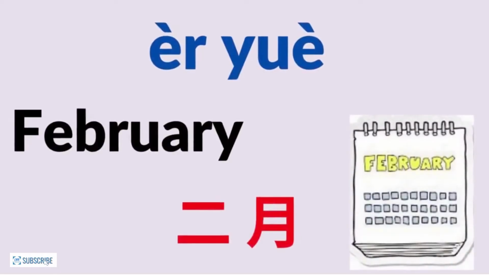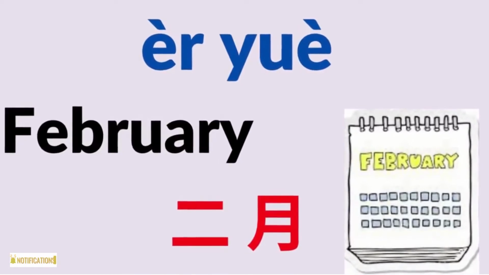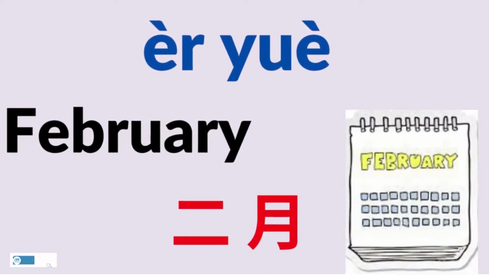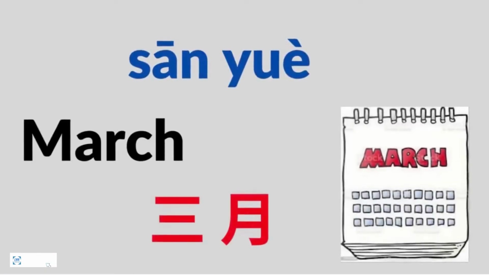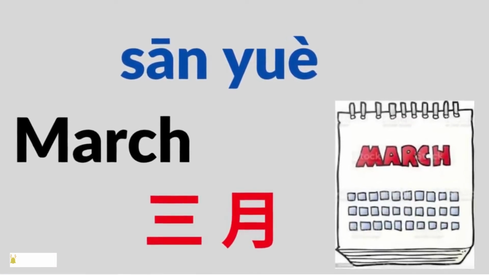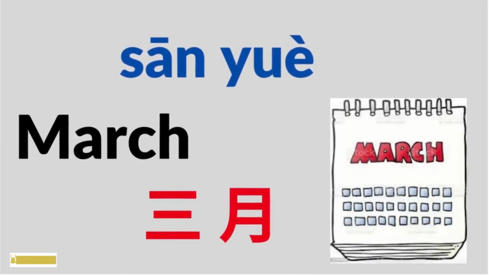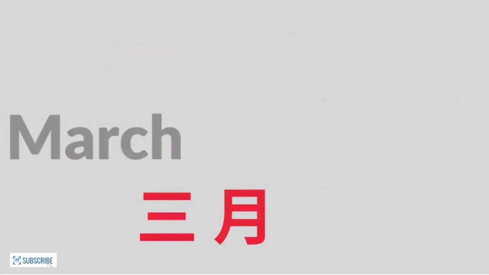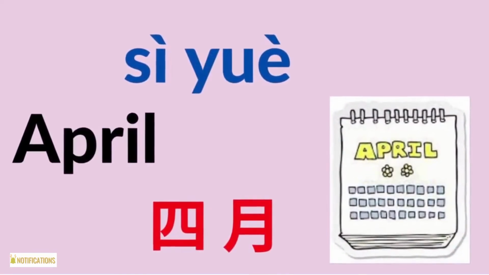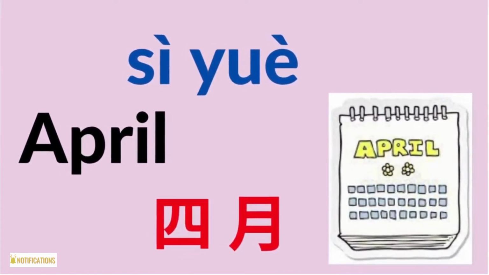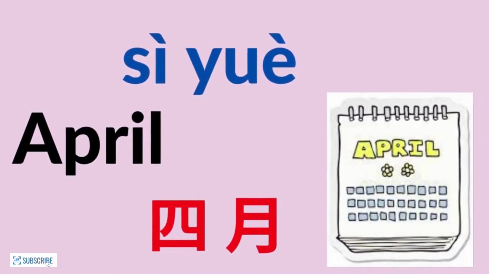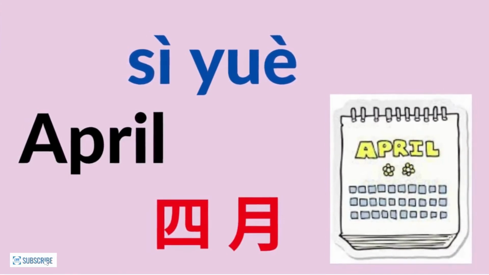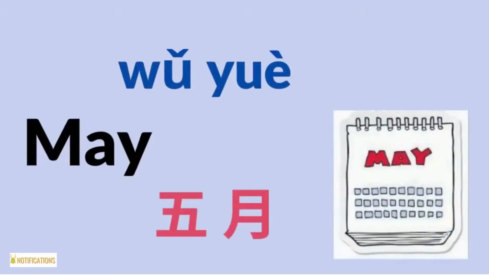February, the second month, is Er Yue. Er is the second number and Yue is used for month. Er Yue, February. March, the third month, is San Yue. March. April is Si Yue. April.